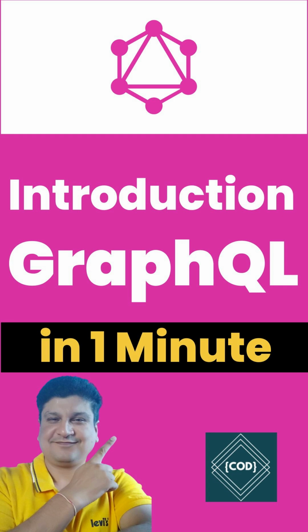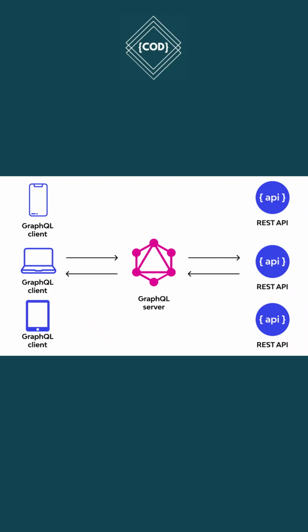Today in this video, we will learn what is GraphQL in 1 minute. So let's start. GraphQL is a query language for APIs. It is used to load the data from a server to the client. It is a way to get data from an API into your application.